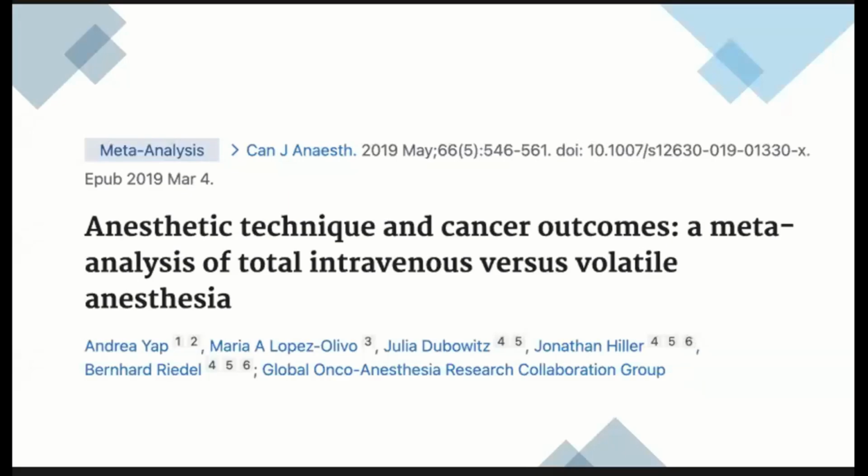So going over the first study, which was a meta-analysis performed by Andrea Yap and colleagues in 2019 and published in the Canadian Journal of Anesthesia. They performed this meta-analysis to further analyze the effects of propofol versus volatile anesthesia on cancer recurrence and survival. They performed a wide database search from inception up until 2018, and they included comparative studies as well as RCTs examining the effect of volatiles versus TIVA on cancer outcomes.